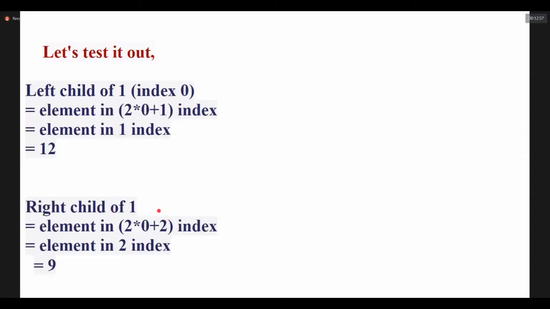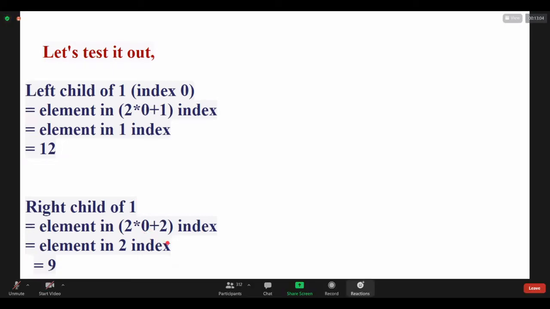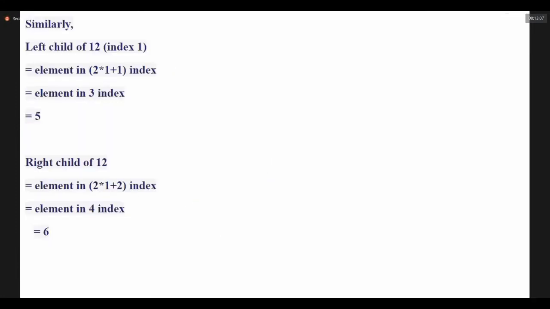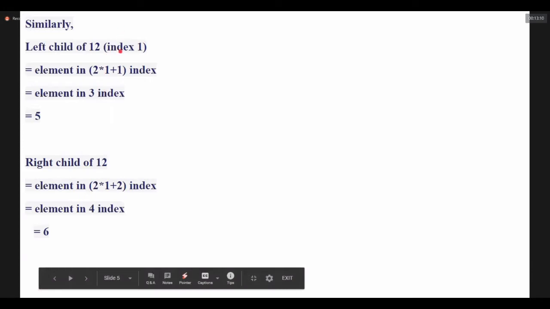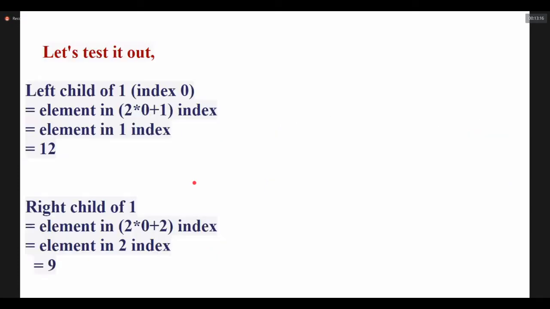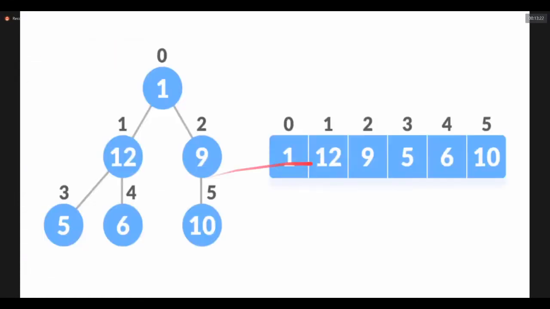Right child of 1 is at 2 into i plus 2. What is the value at index 2? 9. Now, what is the left child of 12? What is the index of 12? The index of 12 is 1. So 2 into 1 plus 1 is 3. What is the value at the third index? 5. The third index value is 5.